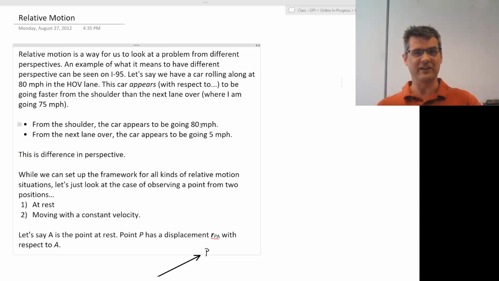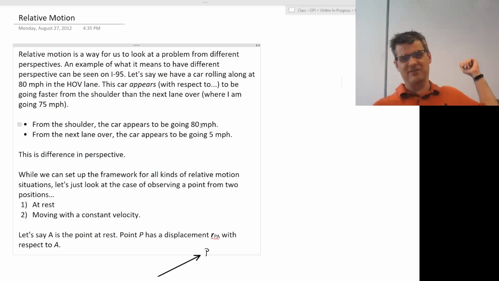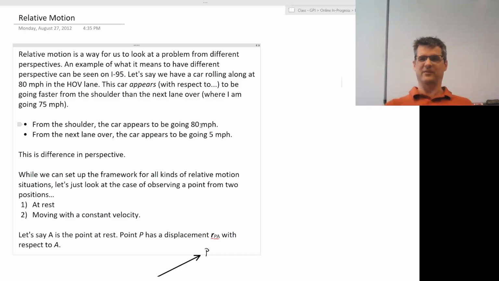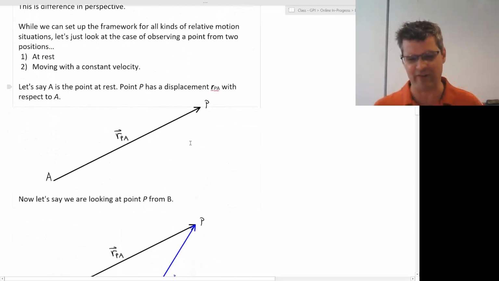But me, one lane over going 75 miles an hour, I don't see that. I see the person creeping up on me at 5 miles an hour, or moving away from me at 5 miles an hour. So depending upon whether we're on the side of the road or we're in some other car, we don't agree on what we see for the speed of that person. So we need to figure out, how do we put all of these moving pieces together? And one way to look at this is graphically.